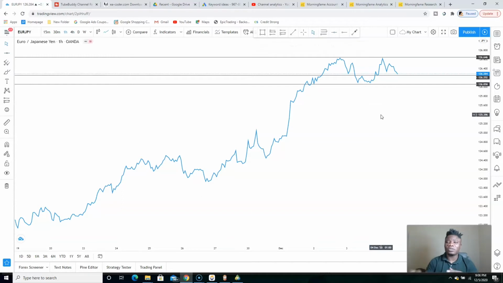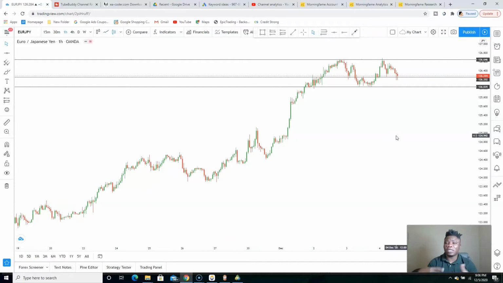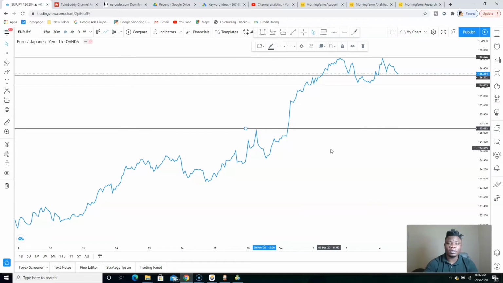So when you're drawing your support and resistance, just know that your resistance is the ceiling and your support is the floor. Just look at it like that. That's the simplest way to explain it. And when you're drawing your zones, you can always switch back to your candlestick just to see what you've done so far. So let's continue. As we can also see, we have one here. We also have one here.